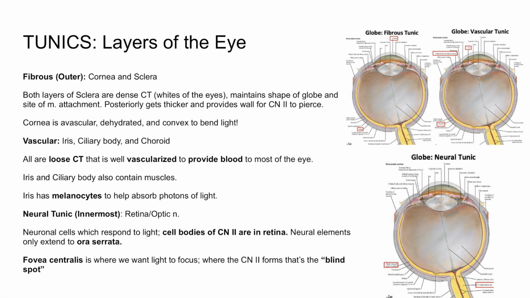The key takeaway is that the fibrous tunic provides structure and light refraction, the vascular tunic provides blood supply and controls light entry and lens shape, and the neural tunic is responsible for detecting and processing that visual information.